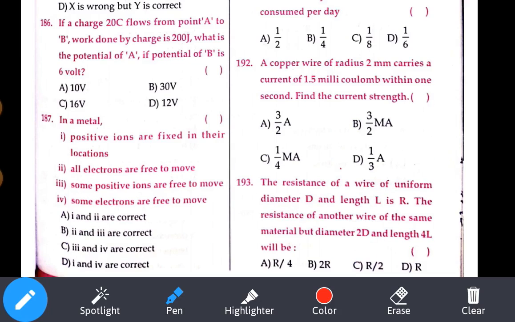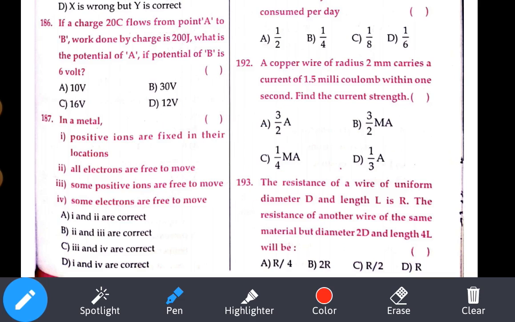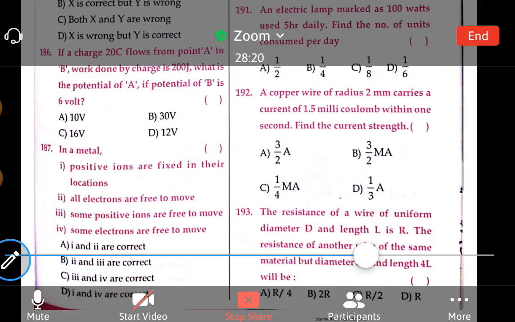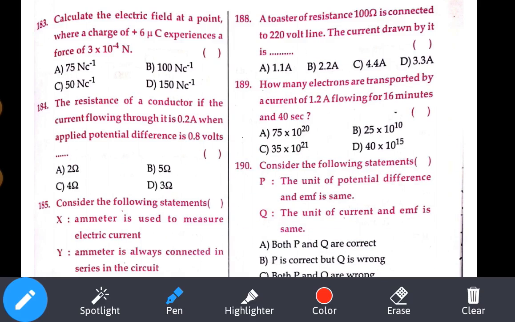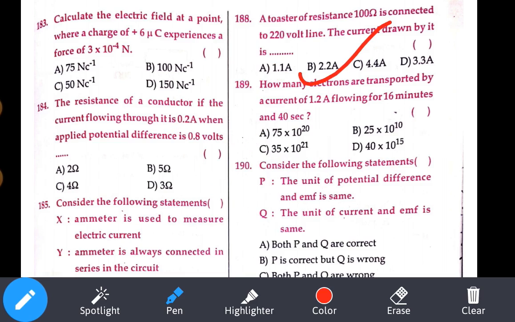Now, in a metal, positive ions are fixed in their location. That is correct. All the electrons are free to move. Yes, that is correct. Some positive ions are free to move. Wrong. Some electrons are free to move. Wrong. Options 1 and 2 are the right answer, which means option number A is our right answer. Okay, let's see the next question. A toaster of resistance 100 ohms is connected to 220 volt. What is the current? So V by R, 220 by 100. The 0 gets cancelled. 2.2 is our answer. Option number B is our answer.